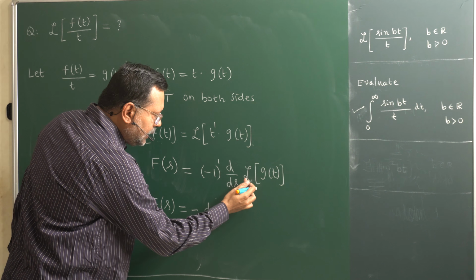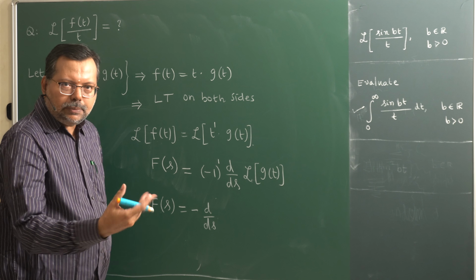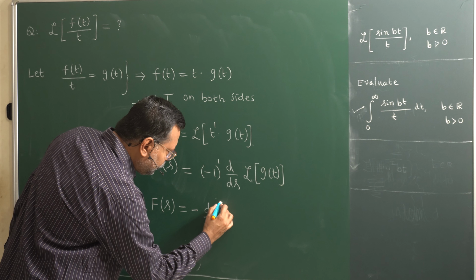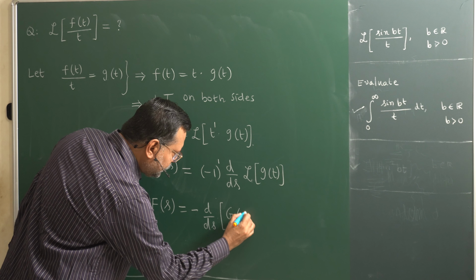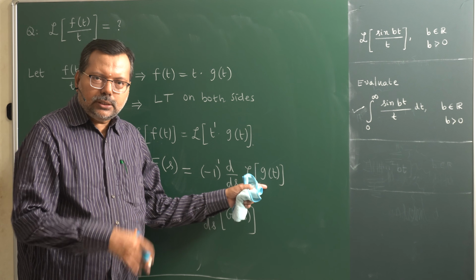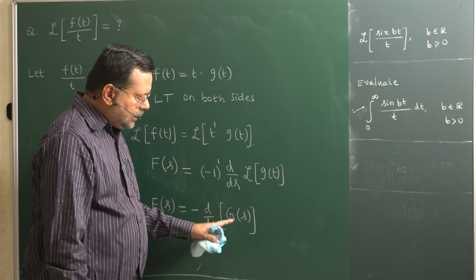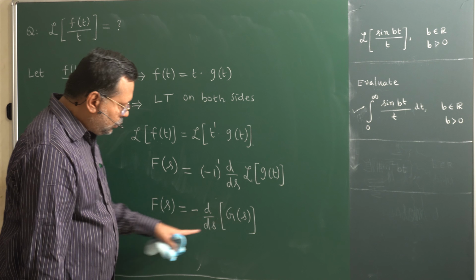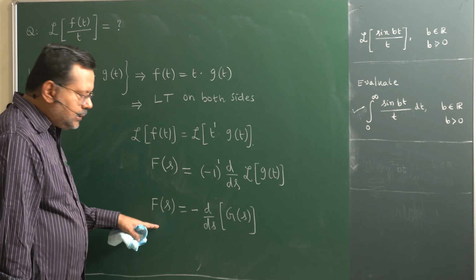Here also L of g of t is what? Capital letter. So here also L of small g is nothing but capital G of s. So the Laplace transformation of the small letter is represented by its capital letter, where the argument is transformed to the s variable. So finally we got this result here.